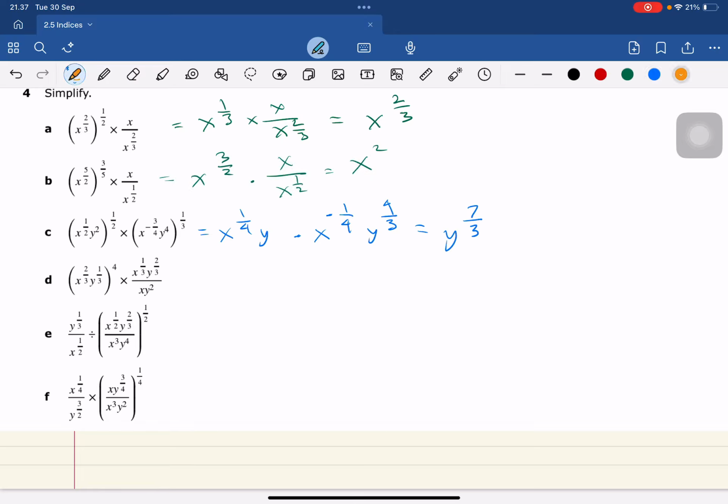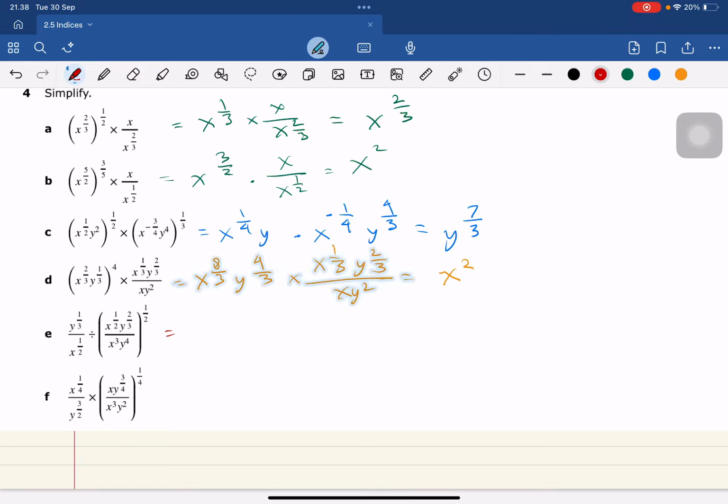Next for the D, be quite careful. So power of 2 over 3 times 4. So it's going to be x 8 over 3 and then y 4 over 3. Then this multiplied by x 1 over 3 and then y 2 over 3 divided by x y squared. So after we calculate it carefully, the answer is going to be x squared.